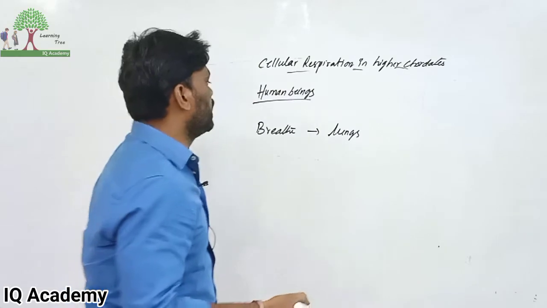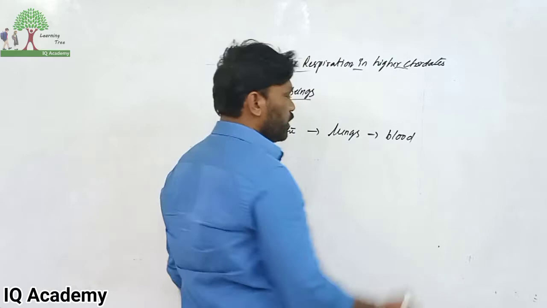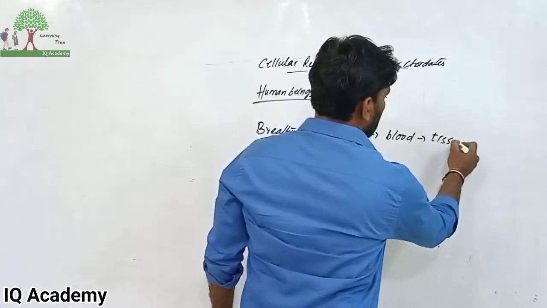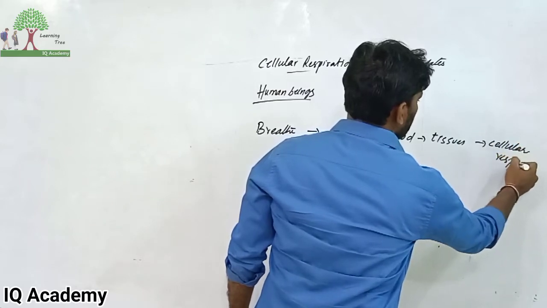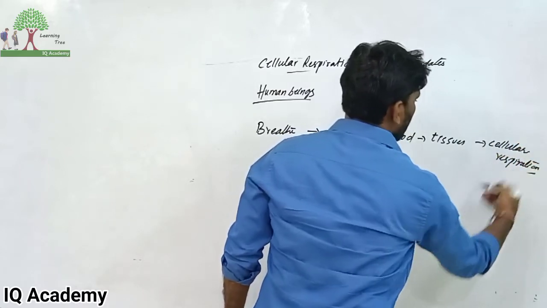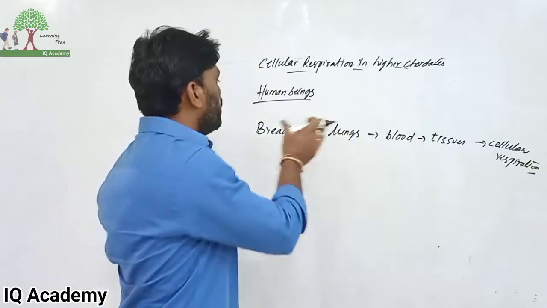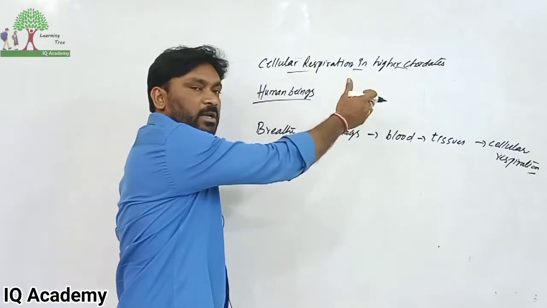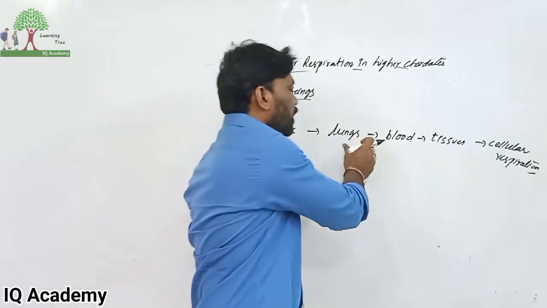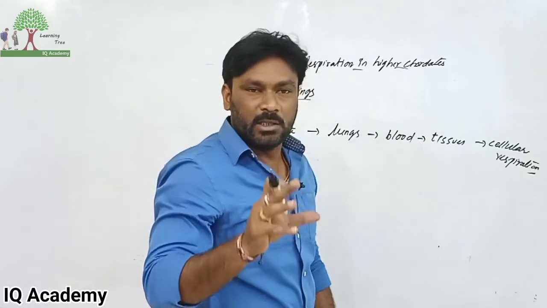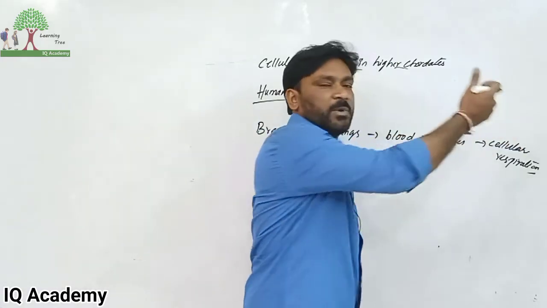When it enters the lungs, it mixes with the blood. When it mixes with the blood, it enters the tissues. After that, cellular respiration takes place. This is the pathway of air: when we breathe, gases are transported into the lungs, then into the blood, where they diffuse into tissues, and cellular respiration takes place.